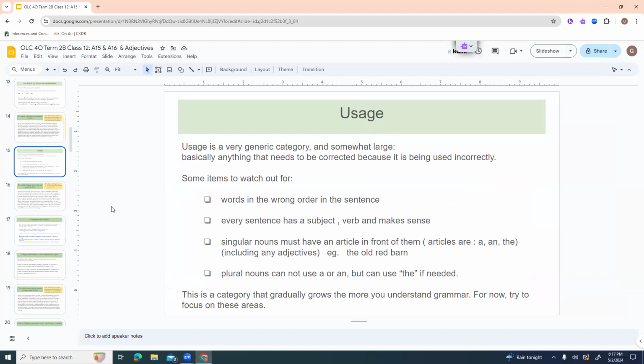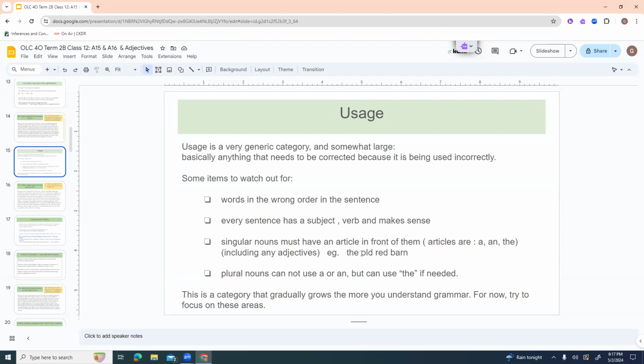Okay, so for usage, usage is a really generic category, and it's large because basically anything that needs to be corrected grammatically is what you'd want to look out for here. Things like words in the wrong order in the sentence, making sure that every sentence has a subject, a verb, and makes sense. The biggest thing I see: singular nouns must have an article in front of them, a, an, or the. This is an English thing. Not all languages have this, but it is a thing in English.